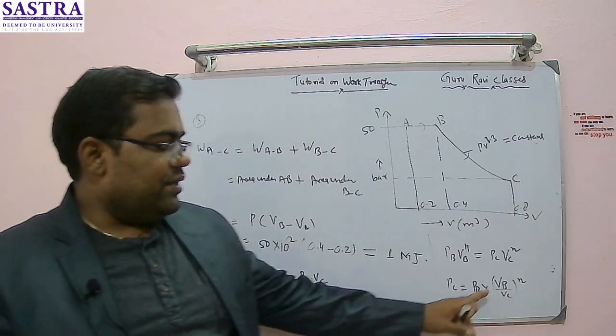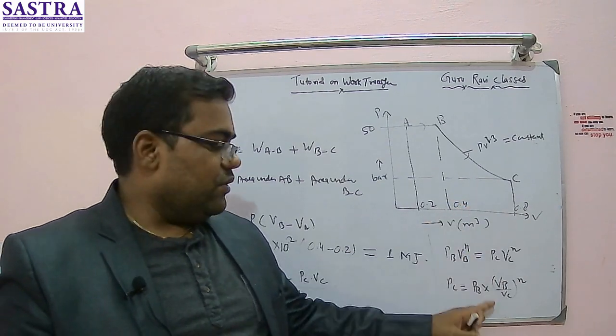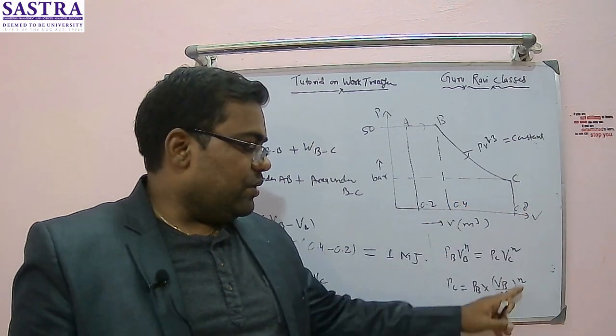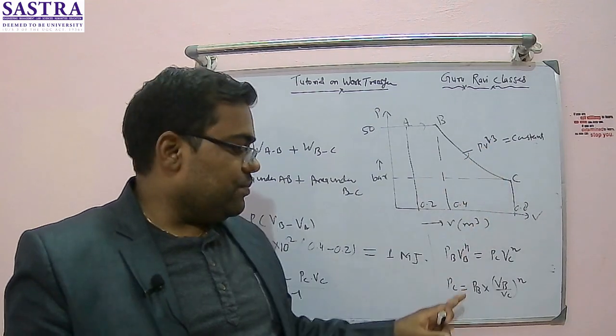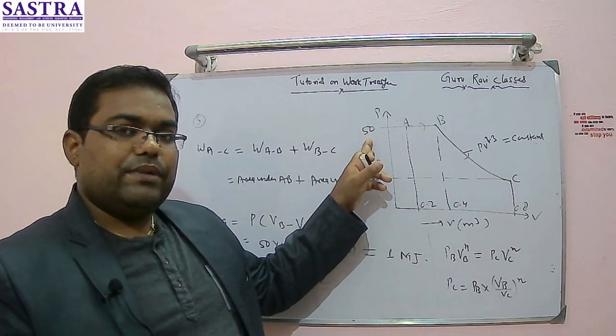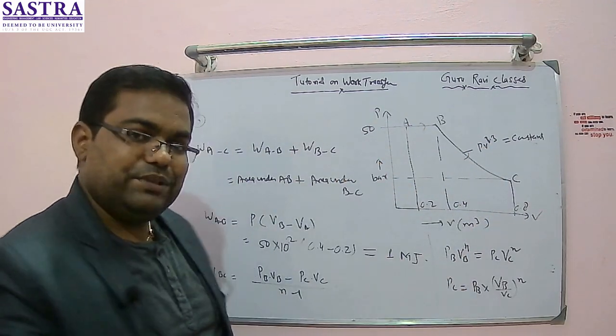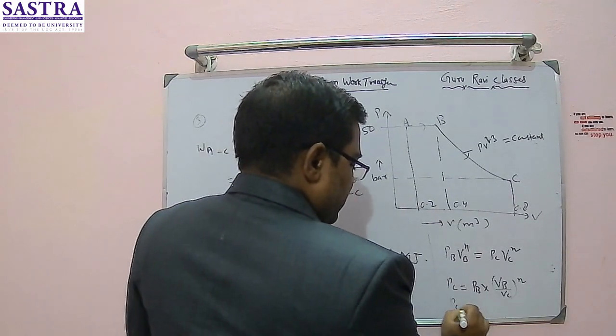I know the volume at B which is 0.4. I know volume at C which is 0.8. I know polytropic index which is 1.3. I know pressure at B which is nothing but 50 bar. Just substitute here, get PC. So get PC out of it in bar.